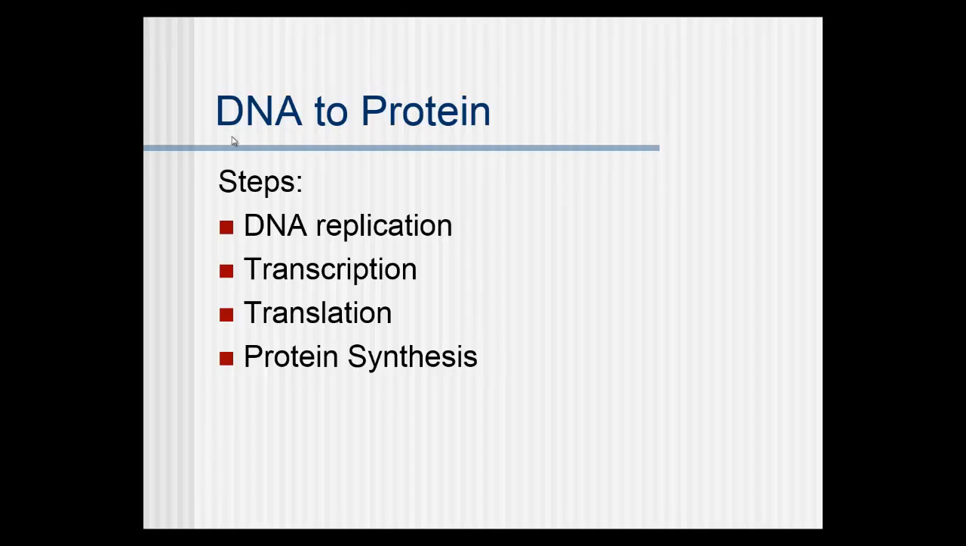So we're going to talk about the different steps going from a DNA molecule ending with a protein, and those steps are DNA replication, which is simply making another copy of DNA, transcription, when we're taking the DNA information and converting it to mRNA or messenger RNA, and translation is when we're taking the information from messenger RNA and linking it to different amino acids, eventually forming a protein.